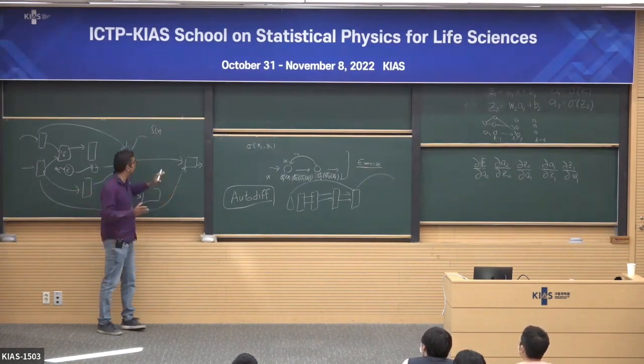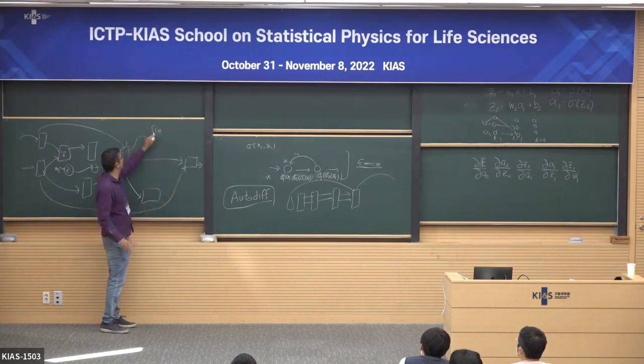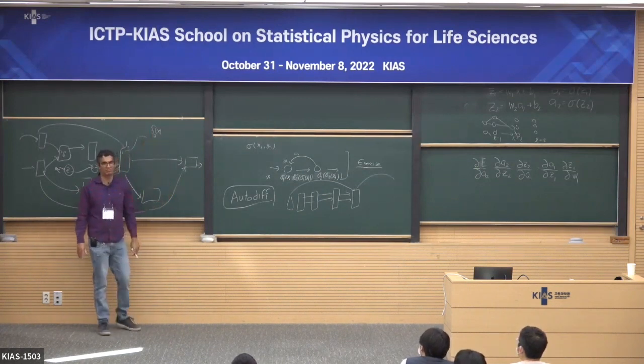And so what I do is I just say, oh, I don't know what this function is. It has a bunch of, I'm going to replace it by a neural network. And I learn the function directly from the data. And I fully differentiate it. That's basically the idea of deep learning.